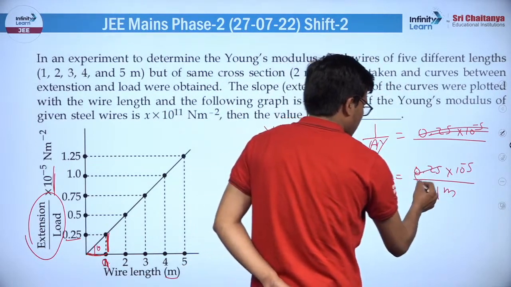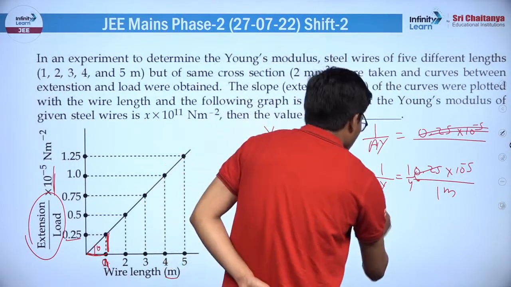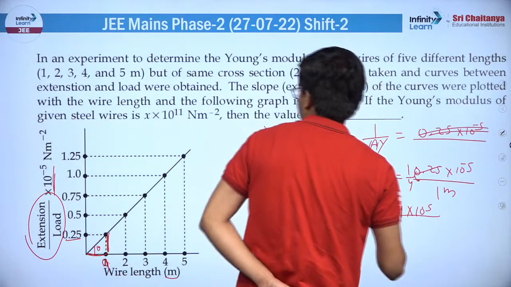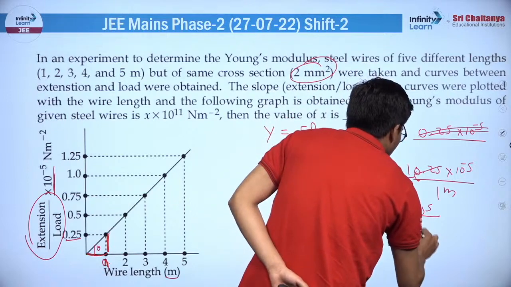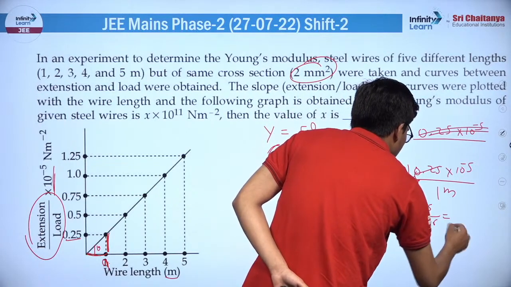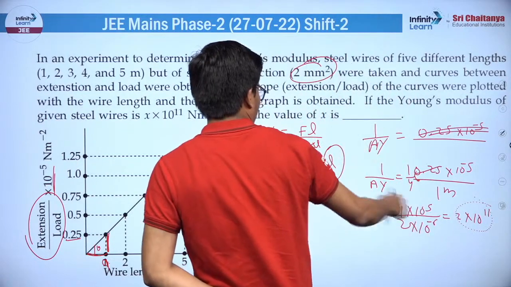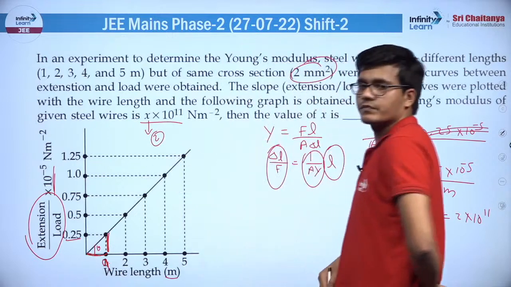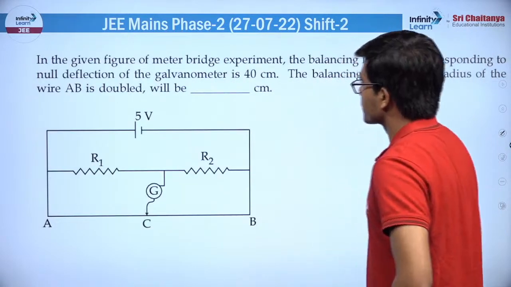So you can write this as 1 by 4 and you have to find the Young's modulus, right? So Young's modulus will be 4 into 10 to the power 5 upon area, and area is given to you as 2 mm square, 2 into 10 to the power minus 6. So it will be 2 into 10 to the power 11, and if you compare this with this, the value of x will be 2. The value of x will be 2, right?